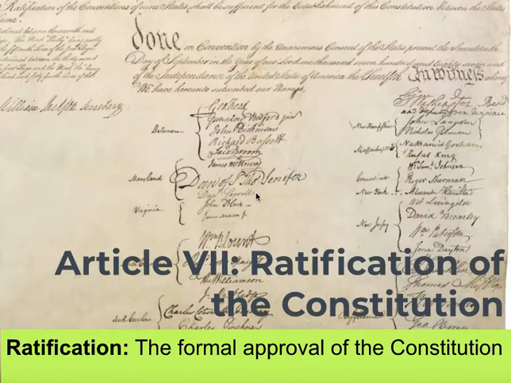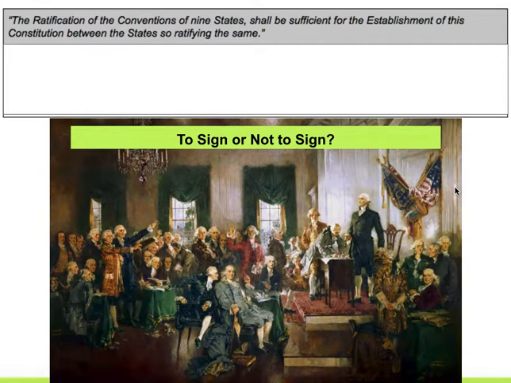So, super simple. It's one sentence. Are you ready? This is it. It says, the ratification of the conventions of 9 states shall be sufficient for the establishment of this Constitution between the states, so ratifying the same.